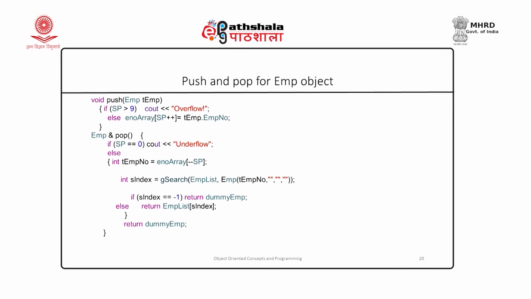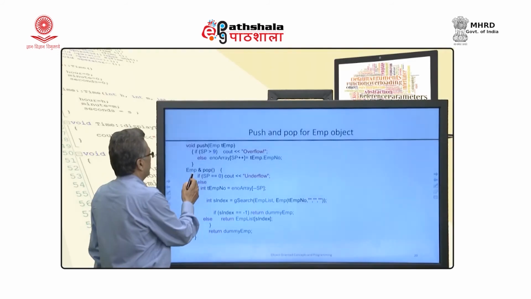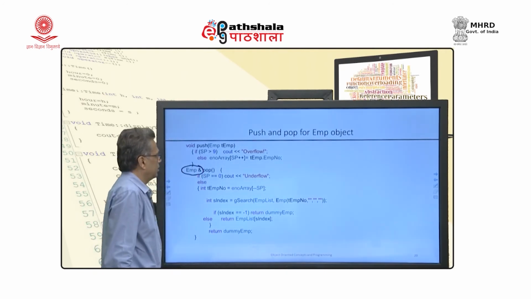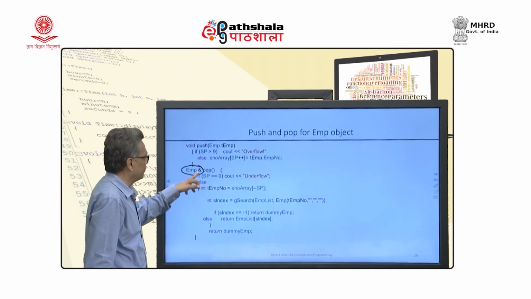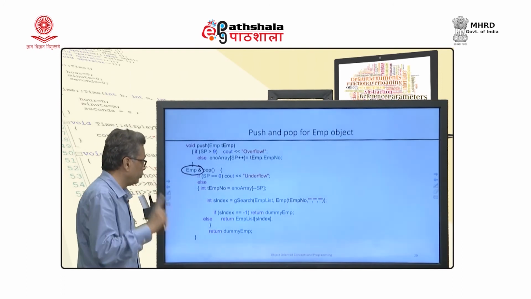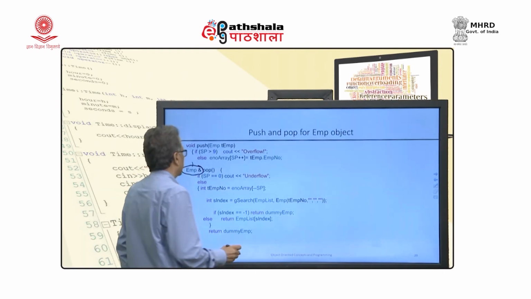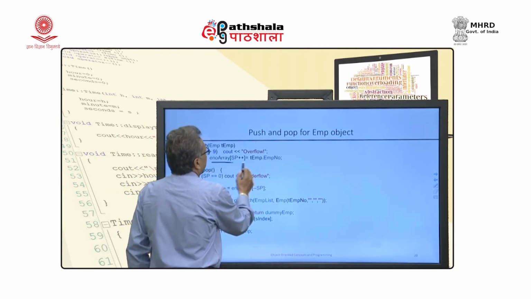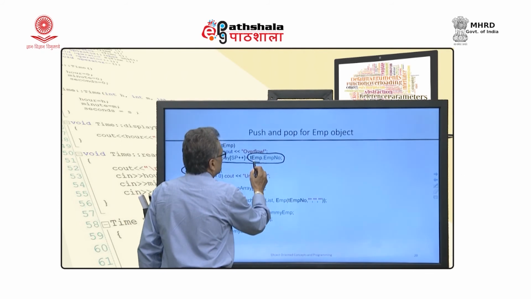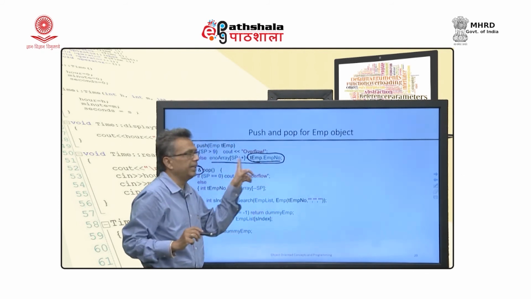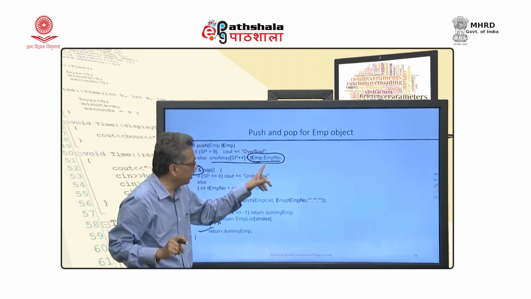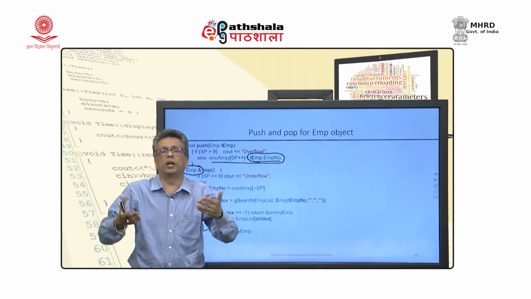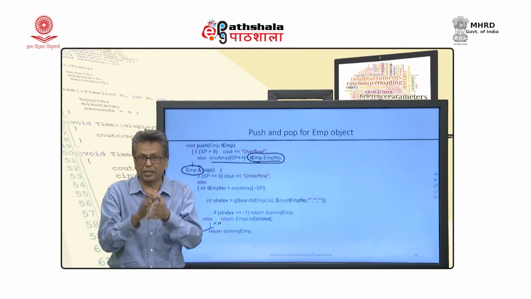Let me show you the differences. First thing, instead of returning an employee, it returns an employee reference, that is one very critical difference. Second, push only inserts the employee number. I am not inserting EMP inside the stack, I am only inserting the employee number, and this is the statement which demands that friend, because I am dealing with the employee number.